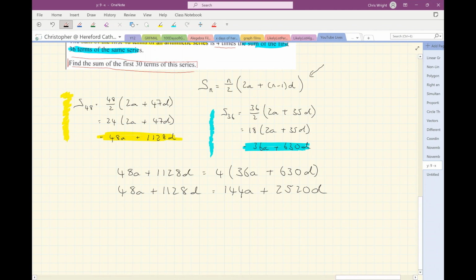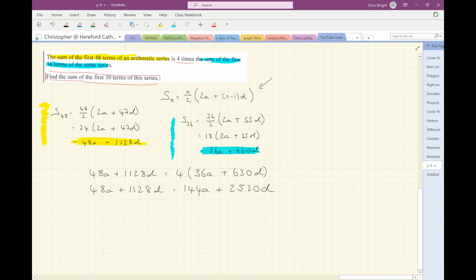I'd quite like another equation with a and d in it, because then I'd have two equations I could solve simultaneously to find a and d. And then I could use those values of a and d to find the sum of the first 30 terms of the series. But when I look at the question, I can't see another way of getting a second equation. I've used the fact I've been given, and I've ended up with an equation which has a's and d's in it. So I'm a bit in the dark here.